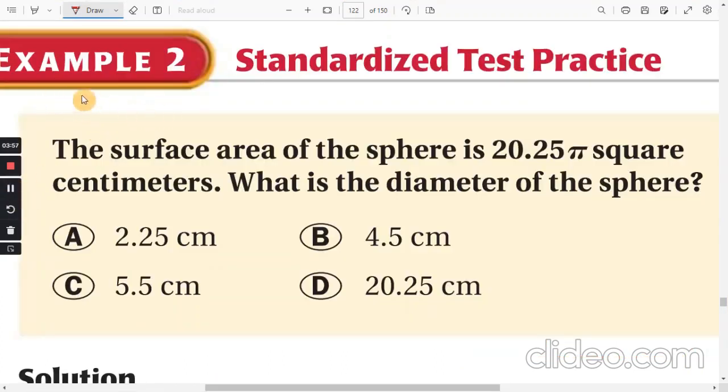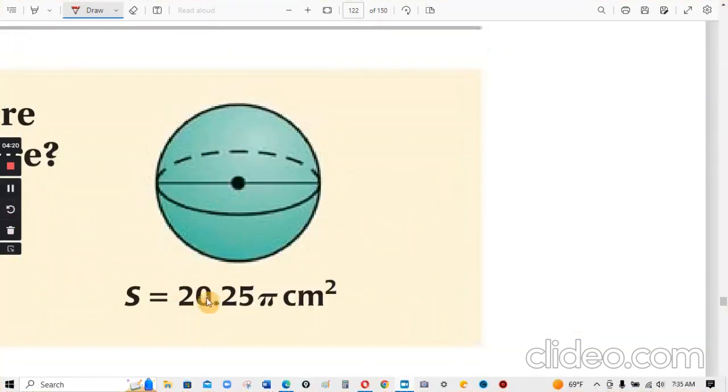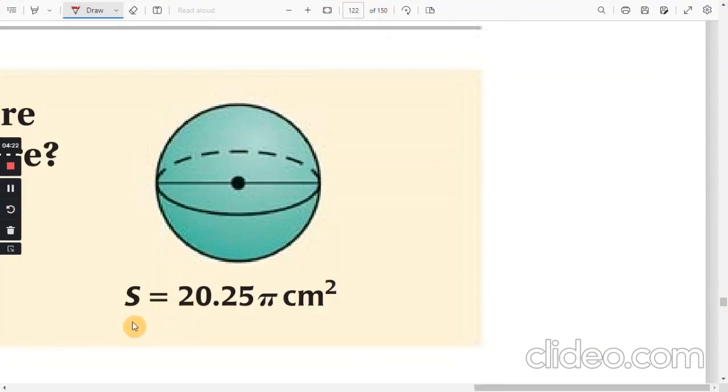Example 2, the surface area of the sphere is 20.25 pi square centimeters. What is the diameter of the sphere? I think they have a diagram, but really we don't even need it. The take-home thing here is to know that the surface area is 20.25 pi, and they want the diameter. The diagram doesn't do much anyway, so we have to work backwards here. Once again, the surface area for a sphere is 4 pi r squared.